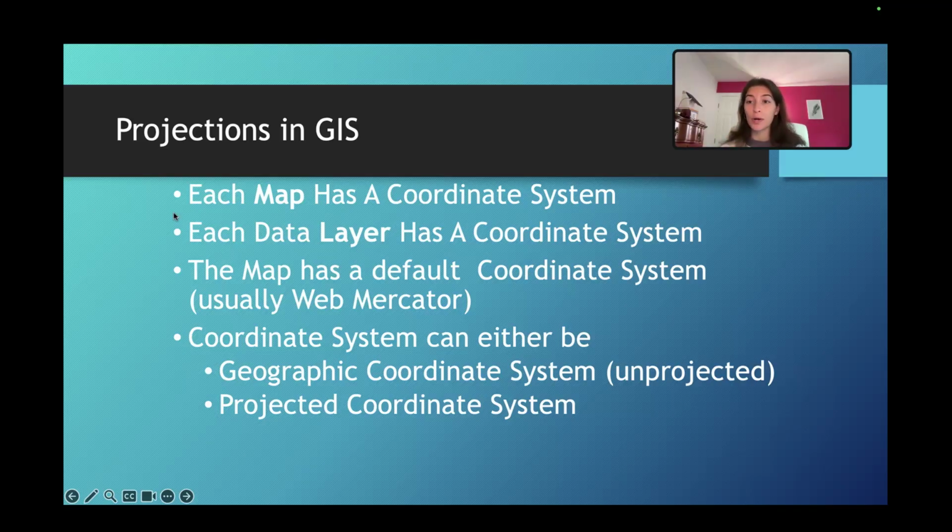Each map has a coordinate system in GIS. Each data layer also has a coordinate system. The map has a default coordinate system, which is typically Web Mercator. Your coordinate system can either be a geographic coordinate system, which is unprojected, or it can be a projected coordinate system.